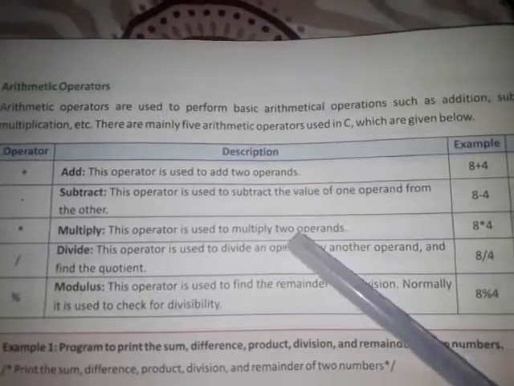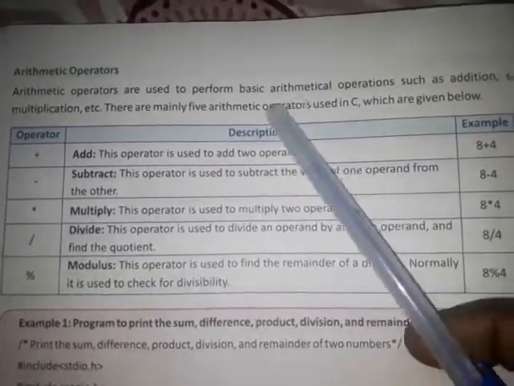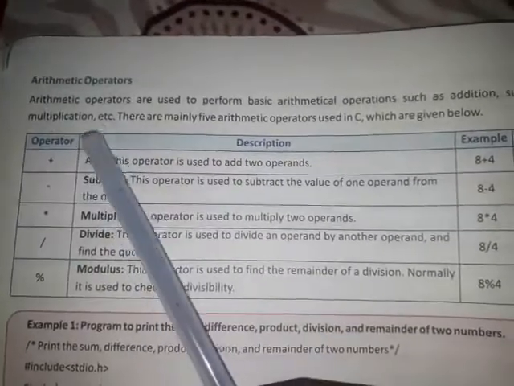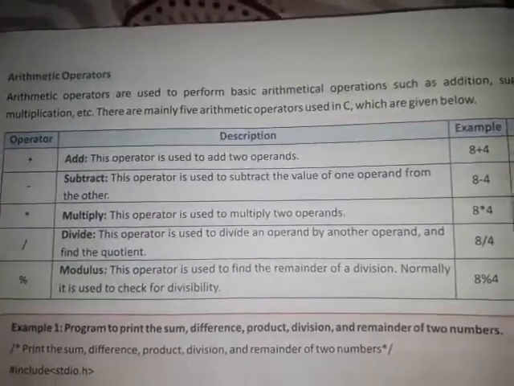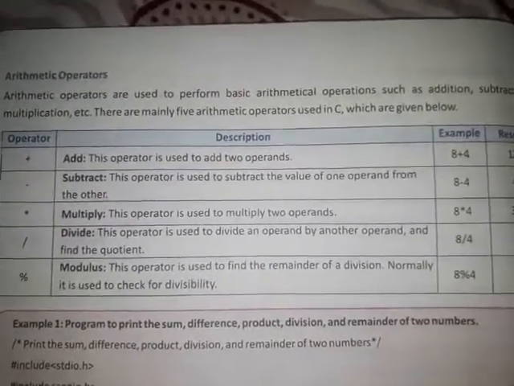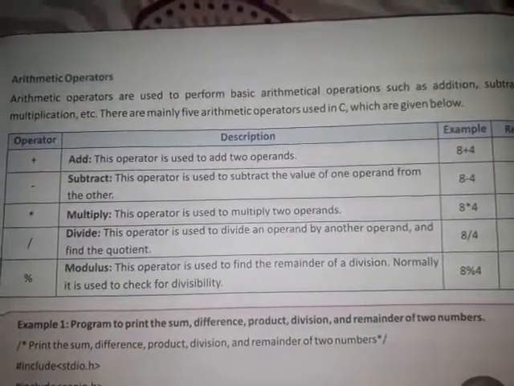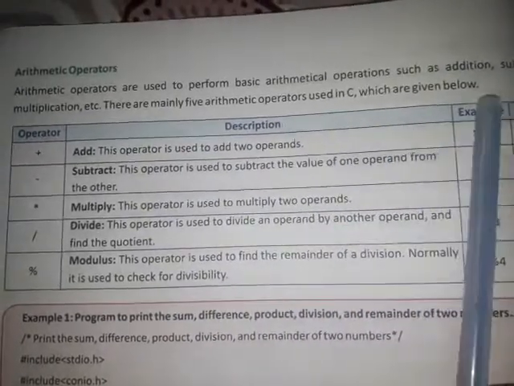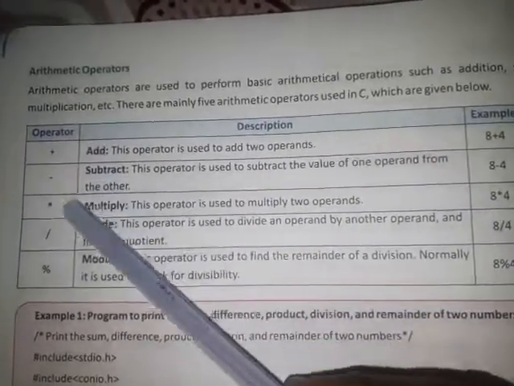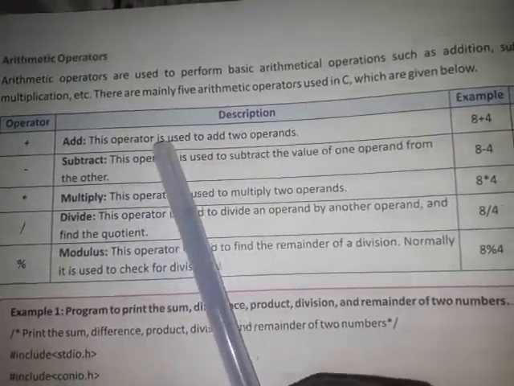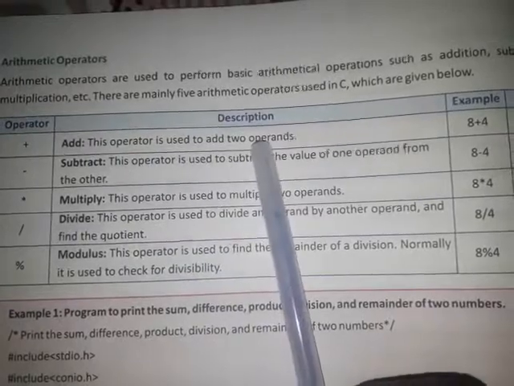Arithmetic operators are used to perform basic arithmetical operations such as addition, subtraction, multiplication, division, etc. So the basic operations which we perform are all performed by these various arithmetic operators. There are mainly 5 arithmetic operators used in C, which are given below. First one is addition. This operator is used to add two operands.